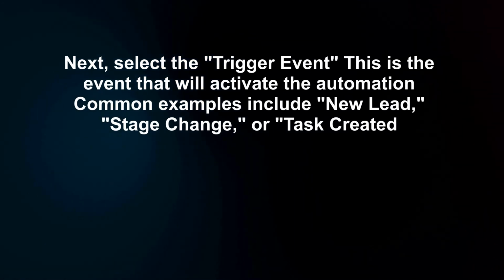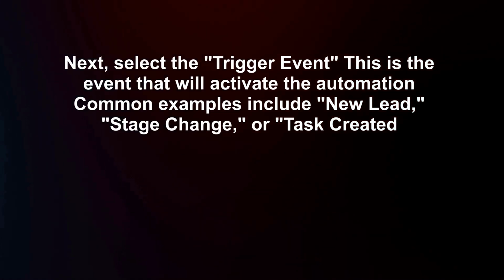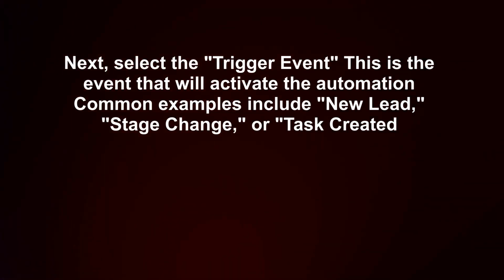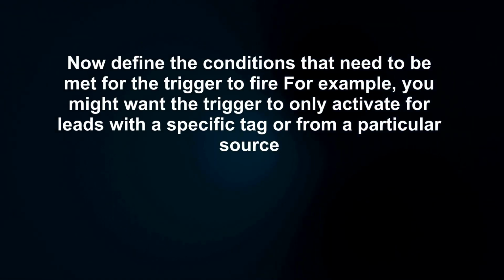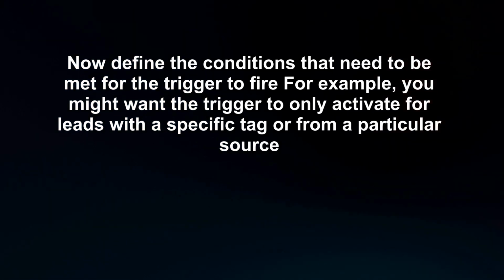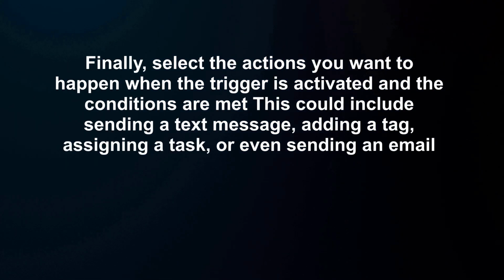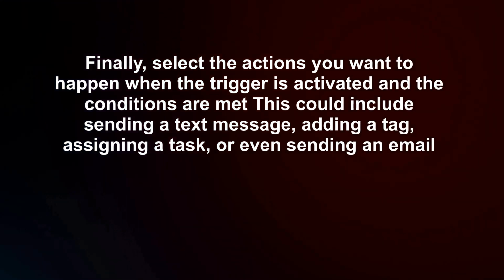Next, select the trigger event. This is the event that will activate the automation. Common examples include new lead, stage change, or task created. Now define the conditions that need to be met for the trigger to fire. For example, you might want the trigger to only activate for leads with a specific tag or from a particular source. Finally, select the actions you want to happen when the trigger is activated and the conditions are met.